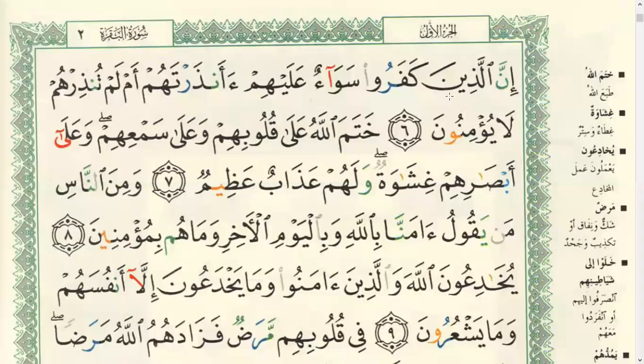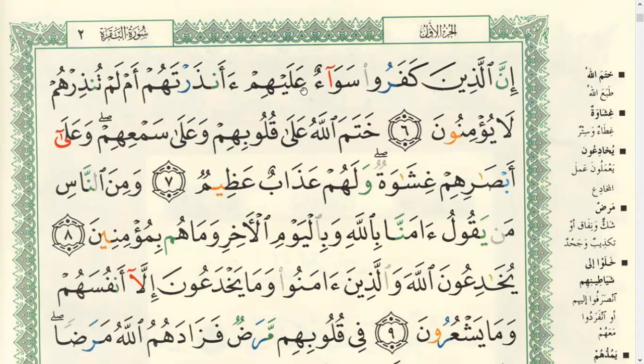Innal lazina kafaru sawa'un alayhim a anzartahum am lam tunzirhum la yuminun. Indeed, those who disbelieved, it is the same for them, whether you warn them or whether you don't warn them, they will not believe.